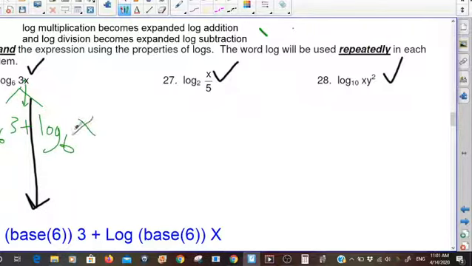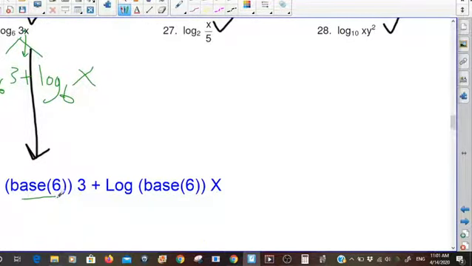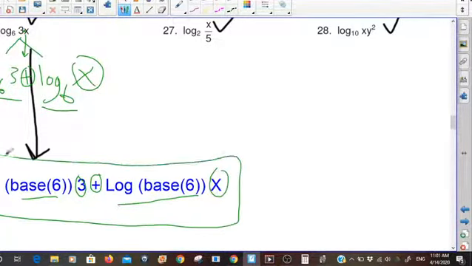Now I was trying to figure out for the life of me how to get this onto Canvas, so I ended up doing this: base 6, 3, plus, and then log base 6, x. That's the answer you're looking for, so try to get used to that format. Definitely email me if you have questions, but give it a try. It should match up even if you just see the 6 and the 3. Log base 6 of 3, log base 6 of x, makes sense. There's not an x or a 5 or a 2 in there, so choose this answer, multiple choice number 26 for Canvas.